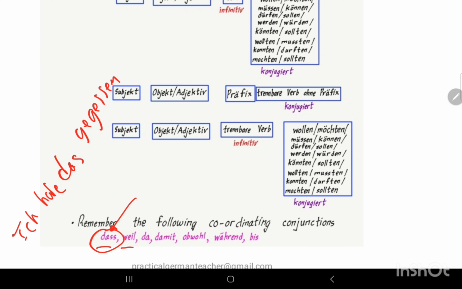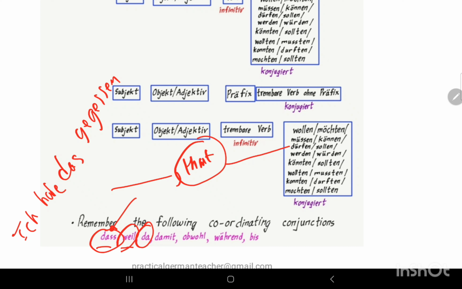But this dass is something like, you say a sentence, then you say that, and then you say another sentence. I want to tell you that the food is really good, so this, that. I hope you get it right. When you are trying to use that as a conjunction between two sentences, right? Combine two sentences. Then weil and da, they both mean because, okay?